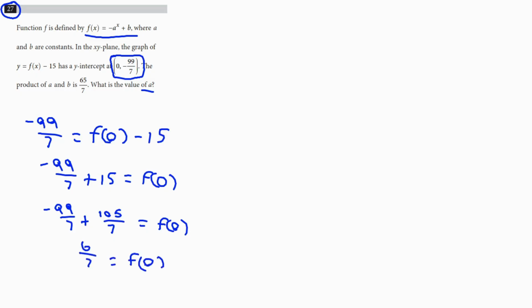So then now let's go back to the top, and now let's plug that in. So let's plug in f of 0. So f of 0 equals negative a to the 0 plus b. Would you look at that? A to the 0 is 1. So now we can solve for b. So we can plug in f of 0, that's 6 over 7, equals negative 1 plus b. Add the 1 over to the other side, 13 over 7 equals b.